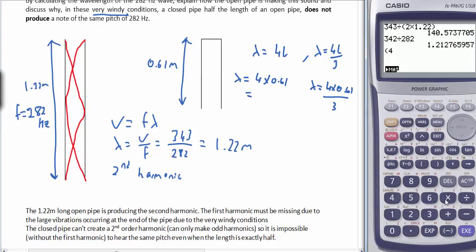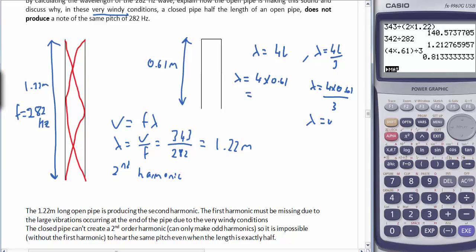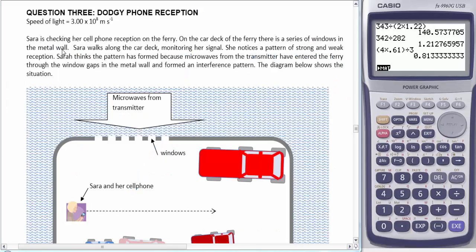It might actually be worth checking, times 0.61. So that lambda is 0.81 meters. Again, that is not the 1.22, so it is impossible. But if you wanted to show further working, then you could add that, but I don't think it's that necessary. So for this answer, we're looking at an excellence.